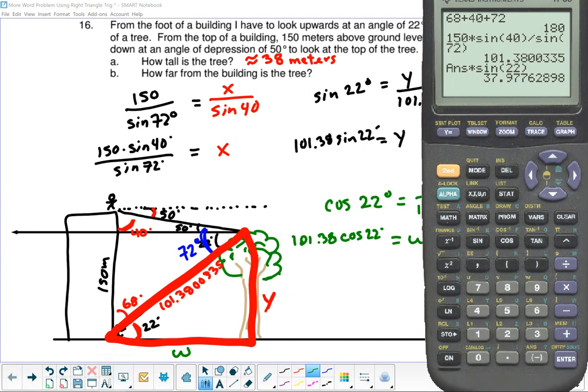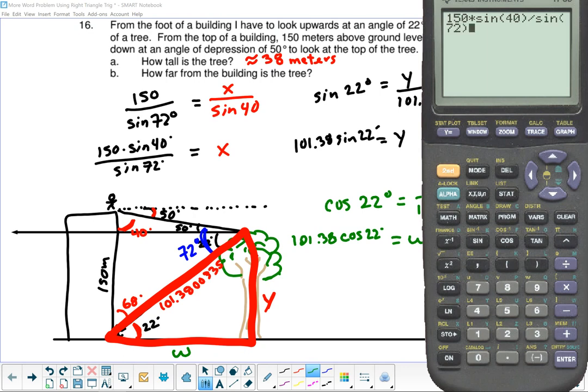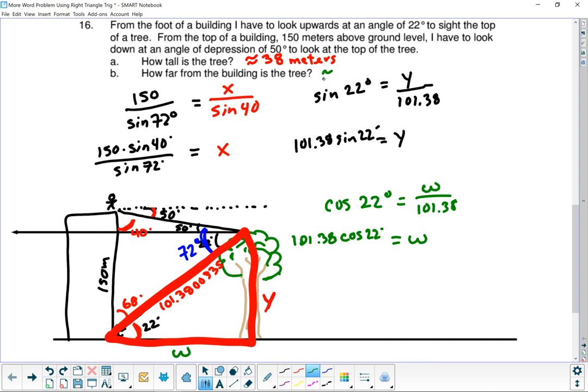Let me pull up the 101.38, which is the 150 sine. Pull that up, and that's times the cosine of 22. That's all you have to do. So W equals 93.99, which is approximately 94 meters. So we'll say approximately 94 meters.